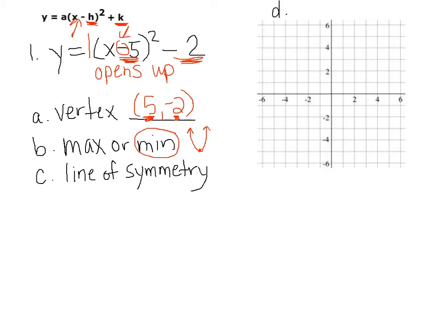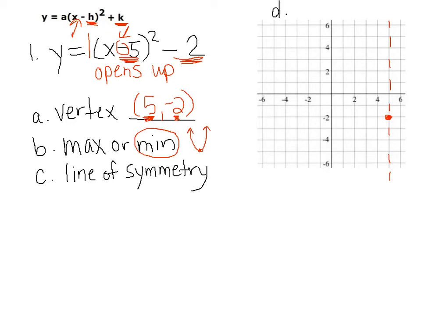Okay, well, what is the line of symmetry? Well, if you remember, after you graph your vertex, let's go over here to this graph and let's go ahead and graph it. If you go to 5 and you go to -2 and you put a point, the line of symmetry is going to go through that point. It is on the vertical going through the vertex. So it looks like this.